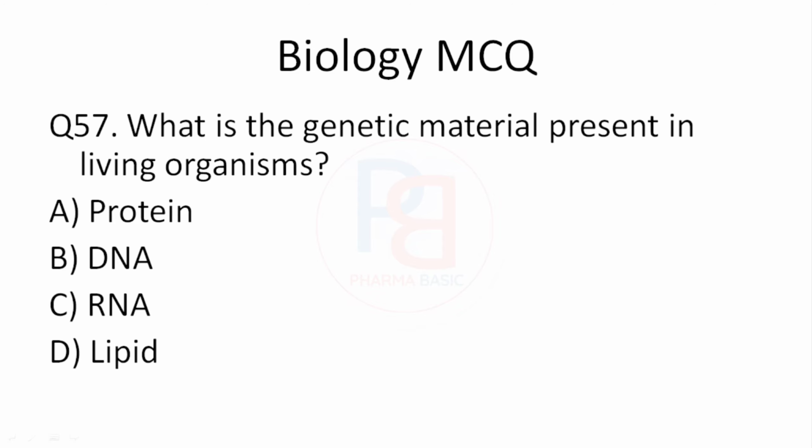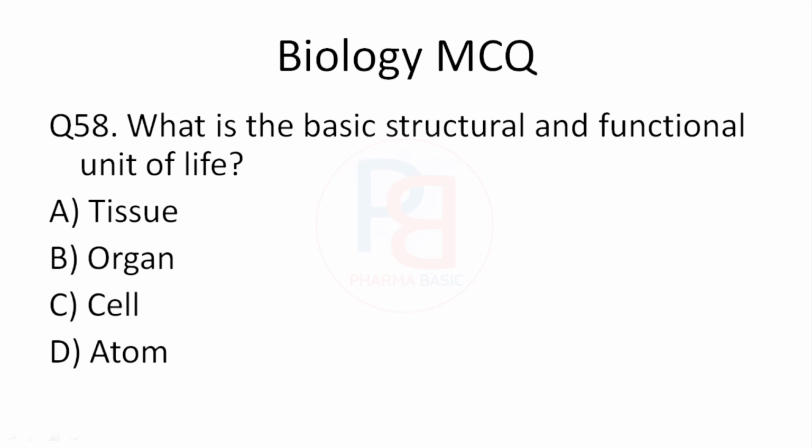First question: what is the genetic material present in the living organism? Genetic material in living organism is DNA. Next question: what is the basic structural and functional unit of life? The basic structural and functional unit of life is the cell.